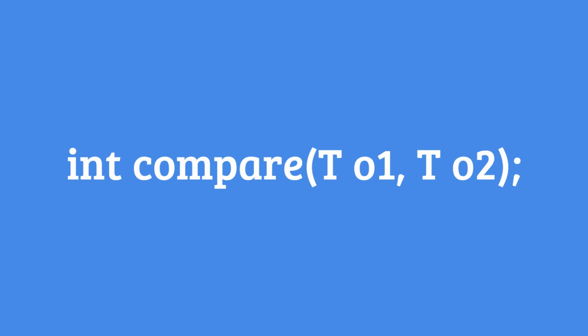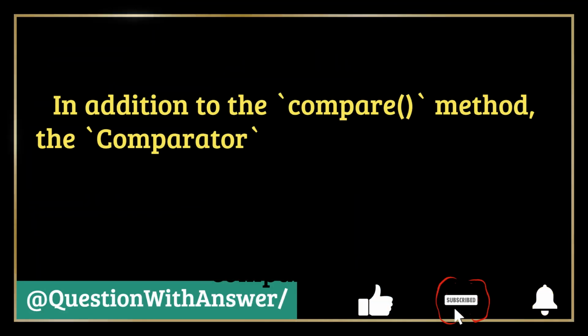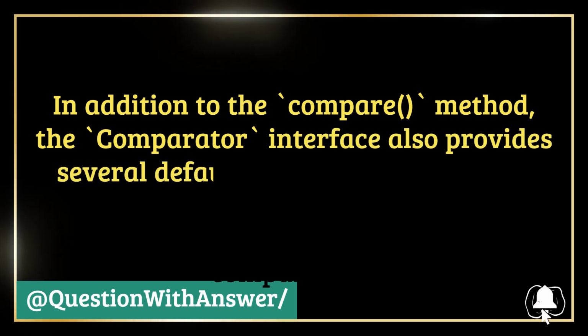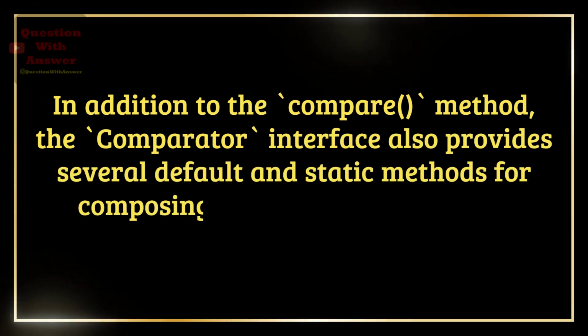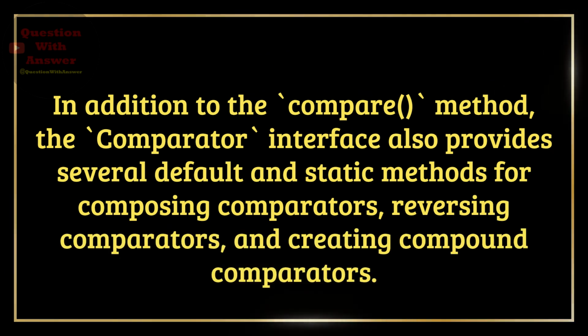Here, O1 and O2 are the two objects to be compared. The compare method returns a negative integer, 0, or a positive integer depending on whether the first object should be placed before, at the same position, or after the second object in the sorted order, respectively. In addition to the compare method, the comparator interface also provides several default and static methods for composing comparators, reversing comparators, and creating compound comparators.